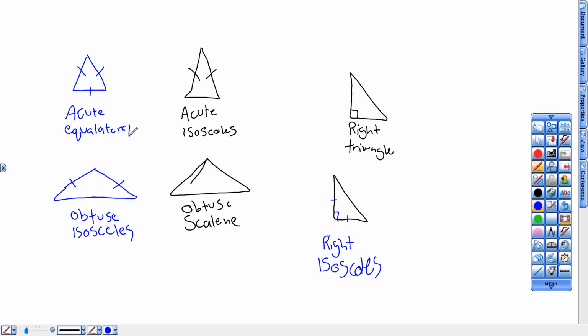What other kinds of triangles are there? I don't really know. I mean, there's the acute ones, there's the obtuse ones, scalene. We did same side, equilateral. All right, I'm just going to stop it right here.